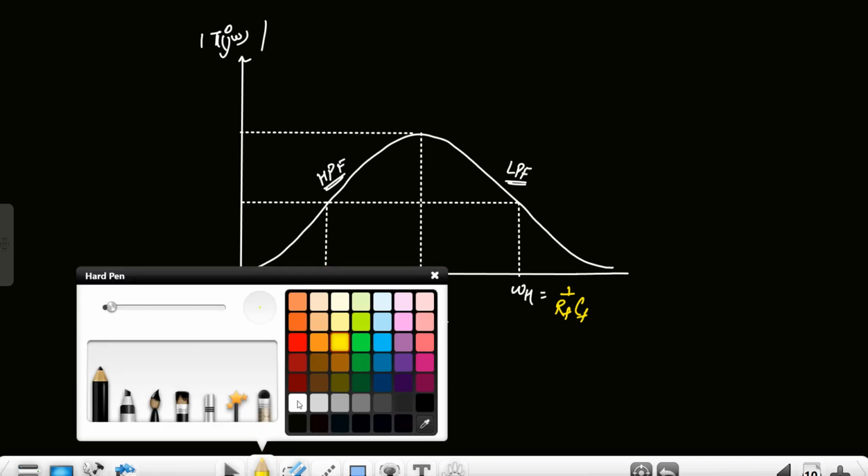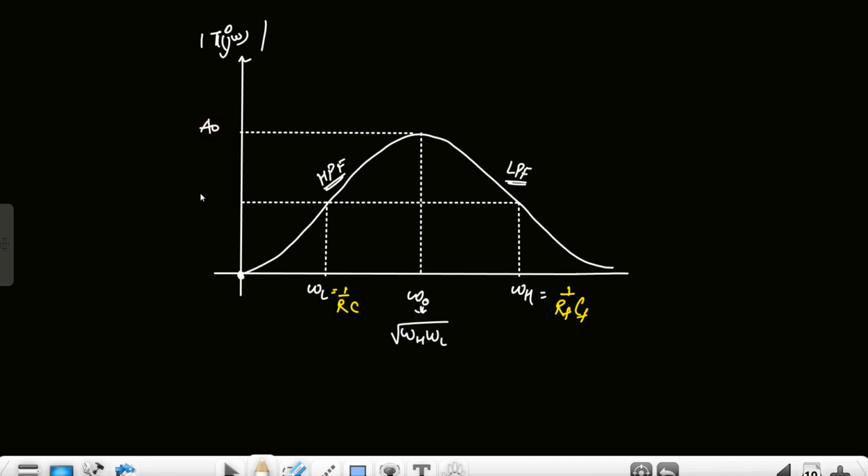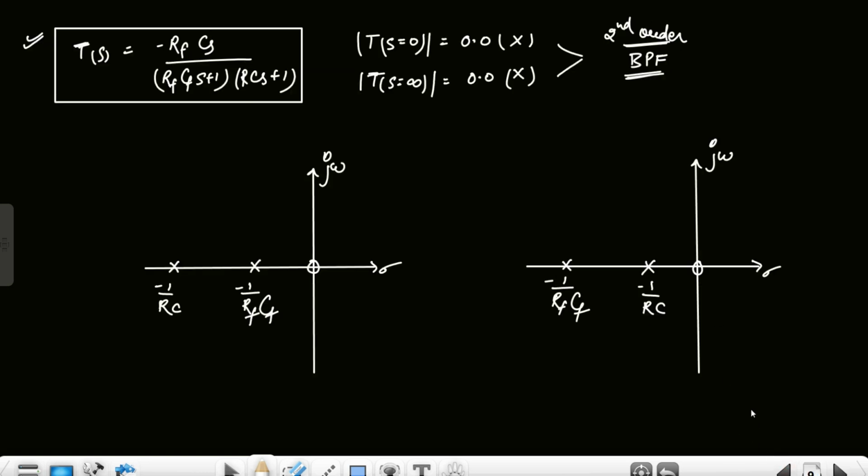Now this is the P naught, the maximum magnitude, and this is P naught by root 2. This is the 3 dB down point. We can see that omega h is very much greater than omega L, meaning 1 upon RFCF is very much greater than 1 upon RC, meaning this pole is lying after this one. So the correct pole zero plot is this one. This is wrong, right?